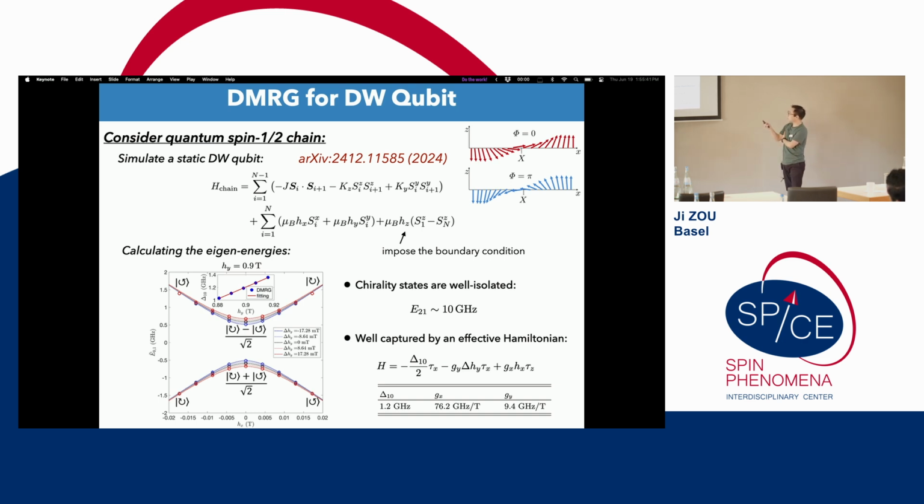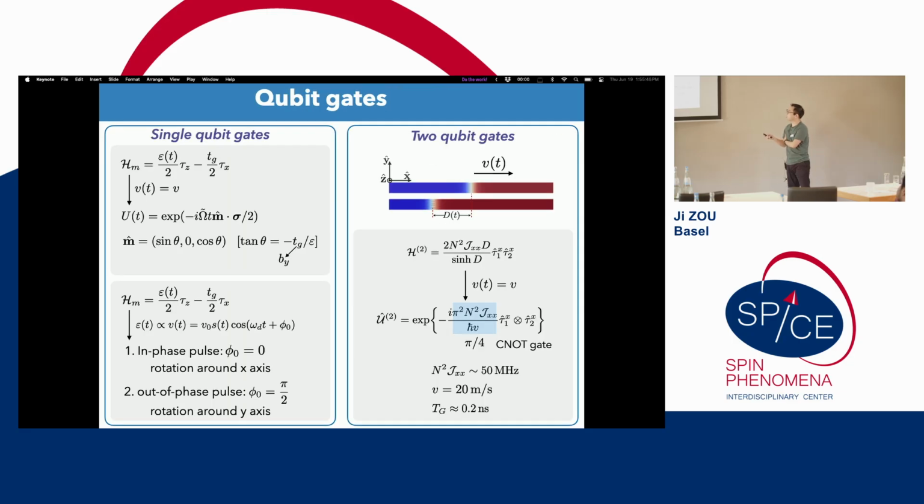Okay, so this is just a story about the simulation. Let's go back to the qubits. To implement qubit gates, there are many ways to do it. For example, the simplest way probably is just to move this domain wall with a constant velocity. Then naturally, this Hamiltonian would give us some rotations around some axis, which of course is also tunable, for example, by the magnetic field or by the velocity of the domain wall.